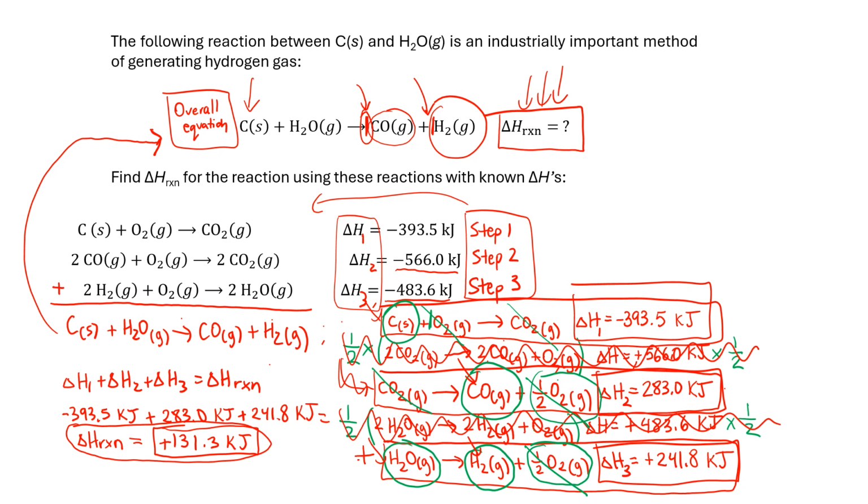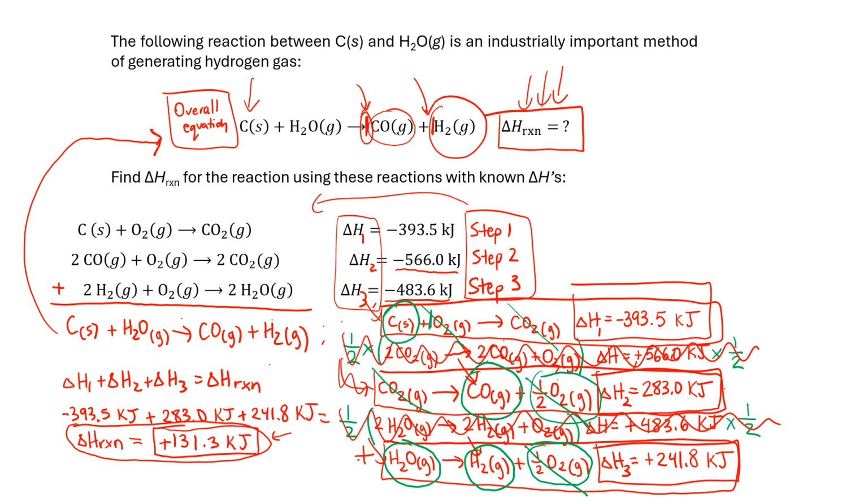And once we manipulated the equations and the delta H's, we then added up all the steps to make sure that all the leftover reactants and products that didn't get canceled out ended up looking like the overall equation, which in this case we were successful in doing. And then taking all of the delta H's after they've been manipulated, adding them all up, and finally getting our delta H of reaction. Okay?